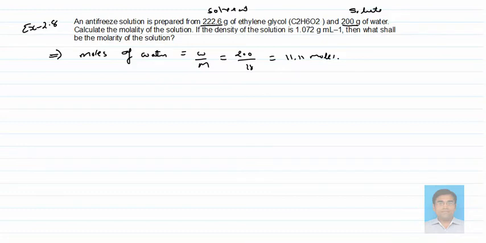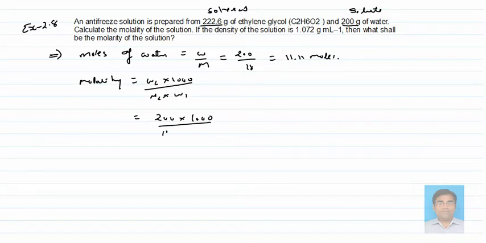Then find out the molality of the solution. Molality equals to W2 into 1000 divided by M2 into W1. W2 we know that it is 200 because this time water acts as a solute. M2 means just 18, into W1, it is 222.6. Answer will be 49.9 molal. This is the molality.